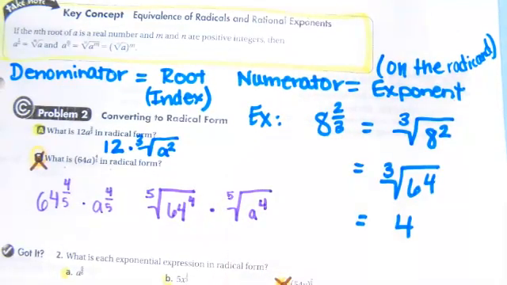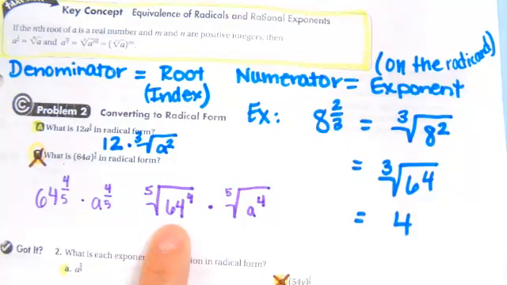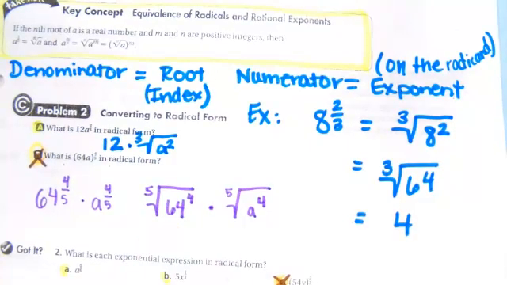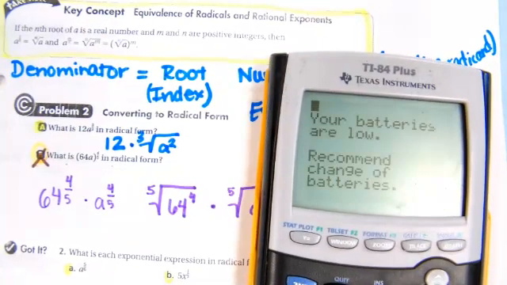When you have it like this with the A, you can't simplify that, but you can simplify the other part because it's all numbers. So this is how we do it: 64 to the 4th power underneath here. Now we're going to work this out. Your calculator will do it.